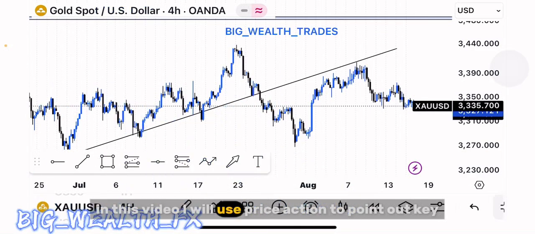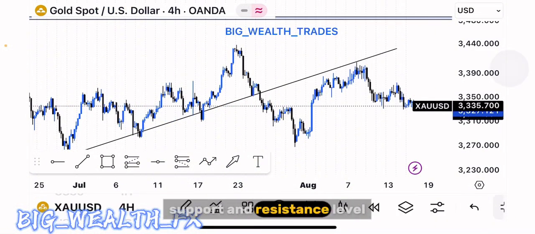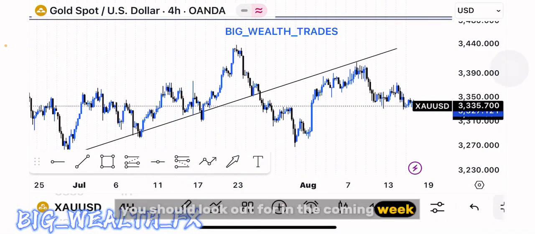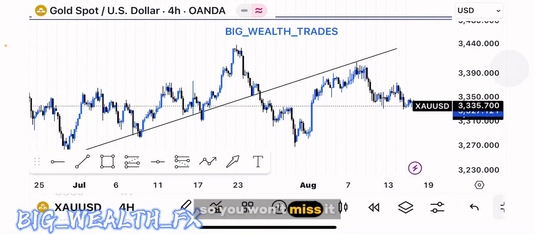In this video, I will use price action to point out key support and resistance levels you should look out for in the coming week. Stick around to the end of this video so you won't miss it.